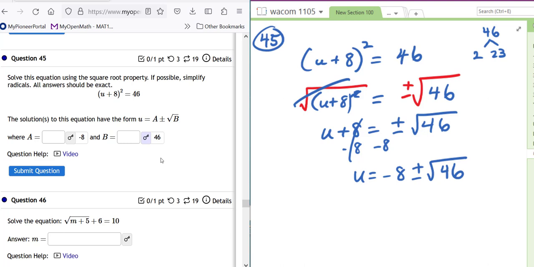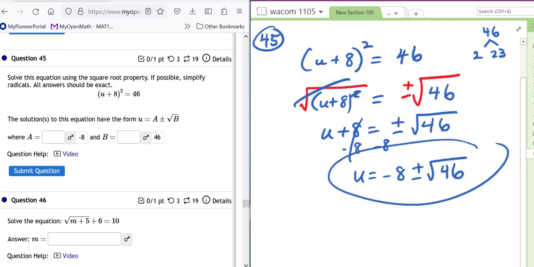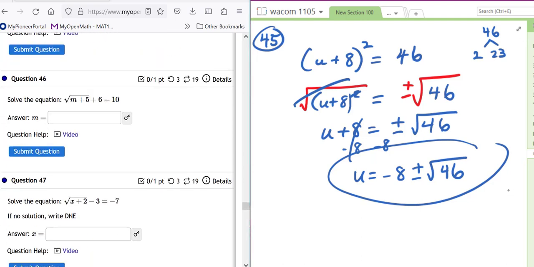All right, in the review, 45. Okay, just the way they ask it. I mean, the standard way, this is your answer. And if you split those, that would be fine. Negative 8 plus this, negative 8 minus this. But the way they ask it there is weird.